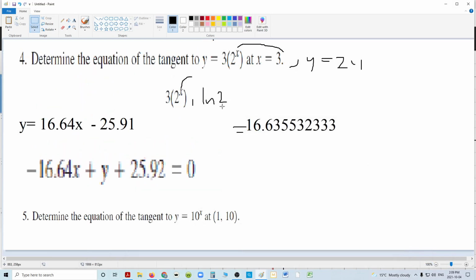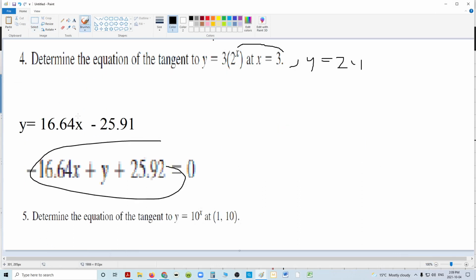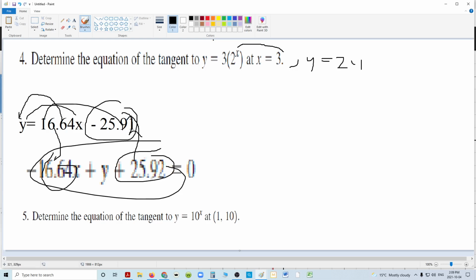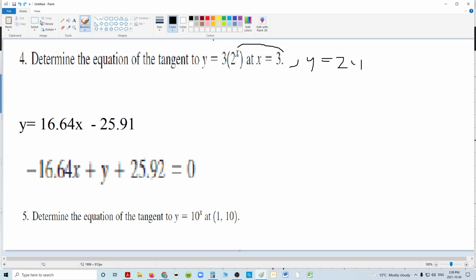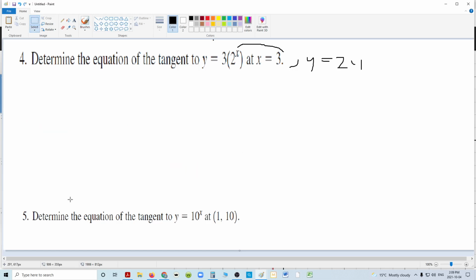Oh, they like to do one weird thing in the book. They like to put it in standard formula, which means we got to get it all to one side. So it's clear this minus, when I get this to that side, it's going to become minus 16.64x, and this minus 25.92, I guess, is going to become plus 25.92, plus y is equal to 0. So they like to put it in the standard line format, whereas I like the slope line format. It's the same equation. Doesn't matter how you rearrange it.